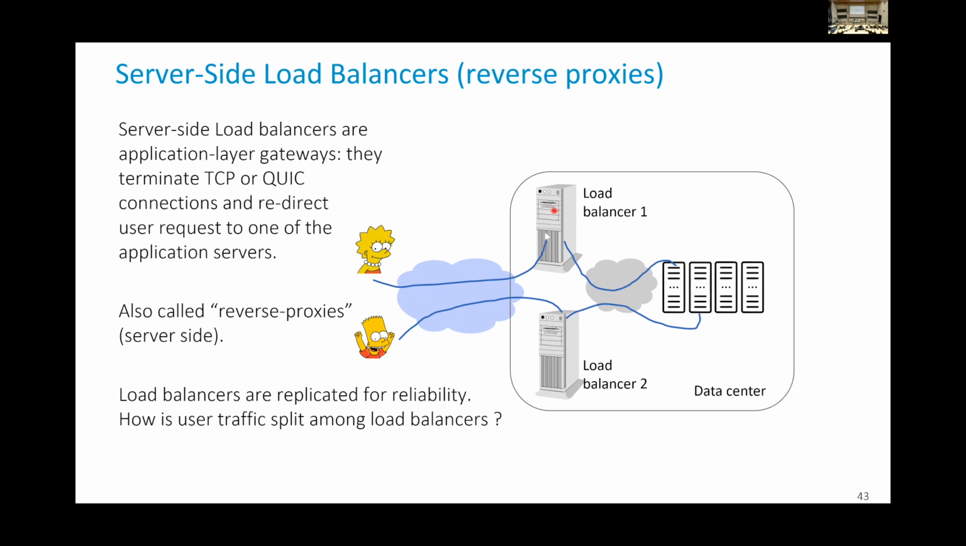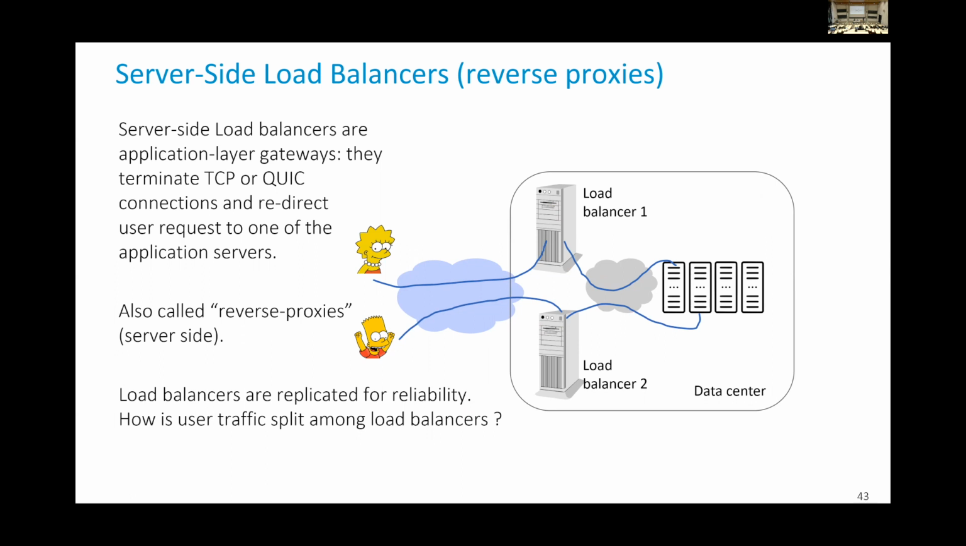A load balancer, here I'm showing two, gets a query or a message and decides to which computer it is sent. How could we split the traffic between the two? Here I'm showing two of them for reliability, because I don't want my load balancer to be a single point of failure. How could I obtain that data coming from Lisa or Bart goes to load balancer 1 versus load balancer 2? So how can we balance the load balancers themselves here? We could use the DNS.